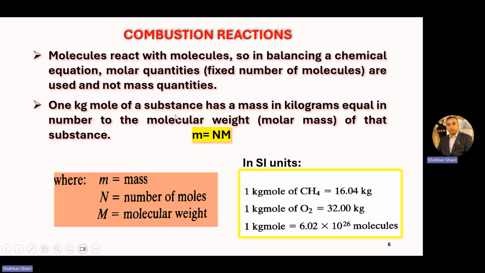1 kilogram mole of a substance has a mass in kilograms equal to the molecular weight, the molar mass, of that substance. So the mass is m equals N M, where small m is the mass, capital N is the number of moles, and capital M is the molecular weight. In SI units, 1 kg mole of methane is equal to 16.04 kilograms, 1 kg mole of oxygen is equal to 32 kilograms, and 1 kg mole is equal to 6.02 multiplied by 10 to the power 26 molecules. This is for your info.